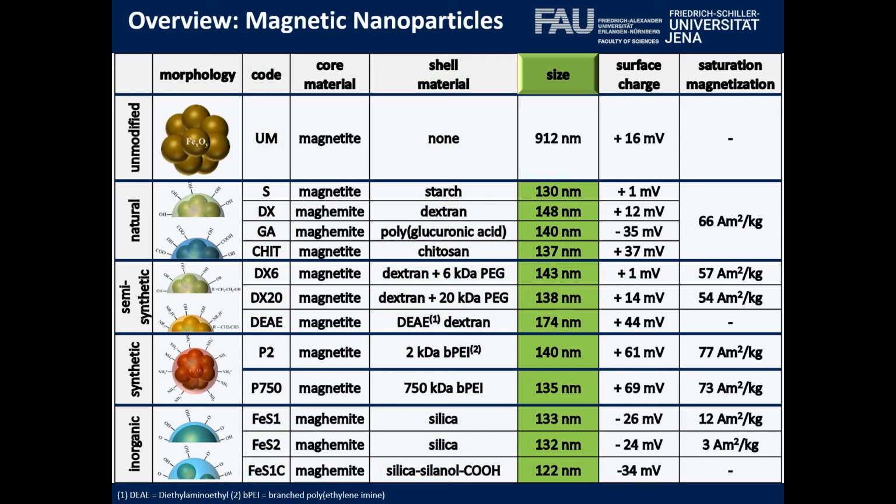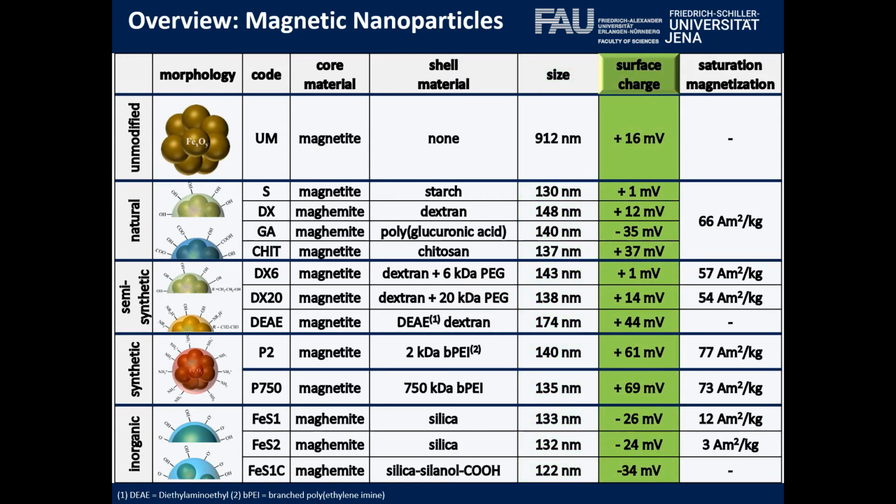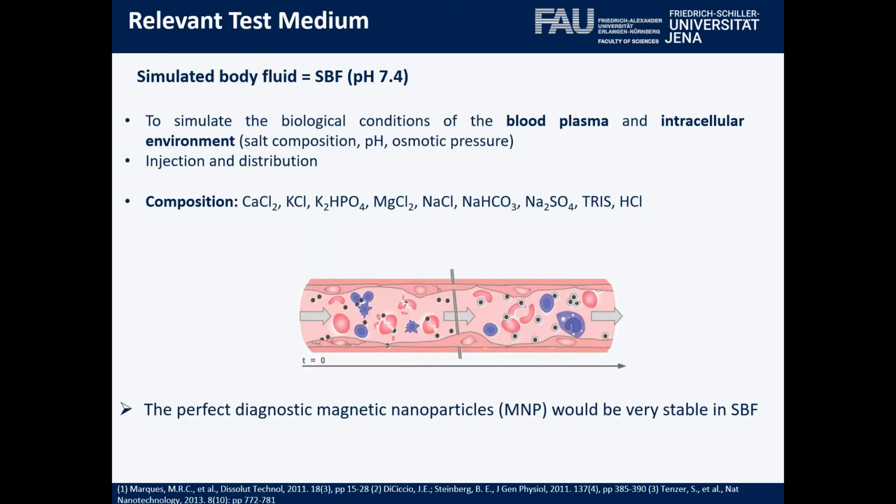All particles have comparable particle sizes, and they differ due to the different shell materials in their particle surface charge. So we have positive, negative, and neutral charged particles. The aim of our study was to simulate the degradation and the stability and the fate of our nanoparticles in the body, and therefore we used simulated body fluid, shortly SBF, at a pH of 7.4.